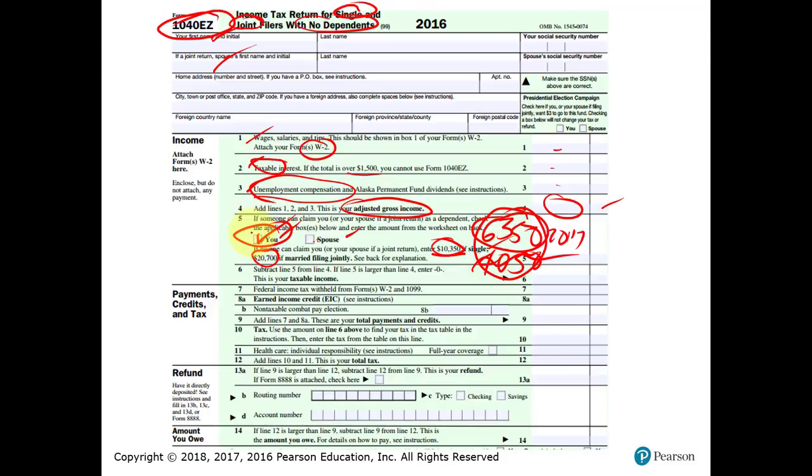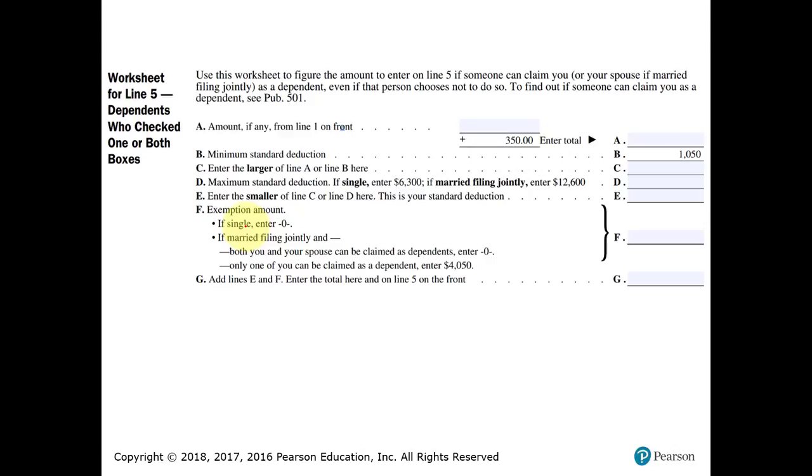We're told to look at the back side of this EZ form. Let's see if we can see the back side. Here's a worksheet on the flip side of the 1040 EZ, where we would put down the work income in line 1 and add 350 to that to get an amount, and compare that to this minimum amount. Any person can get a standard deduction of 1,050. So we compare this with this minimum amount, and we pick the larger of the two and compare that to the regular standard deduction.